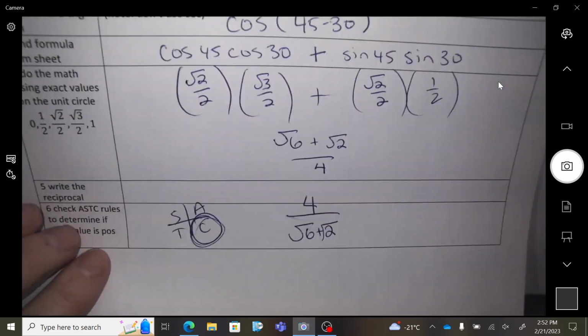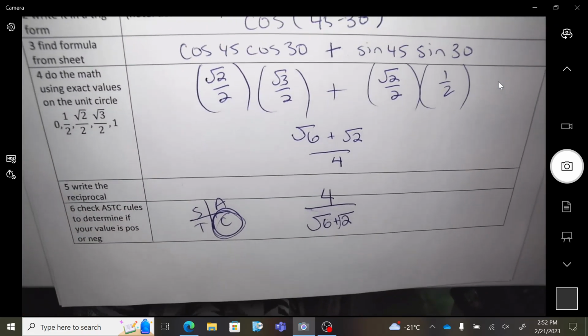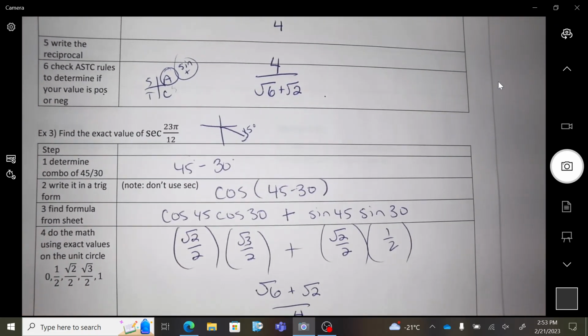I need to change this up. I need to get a negative one in here. Should change my notes around.